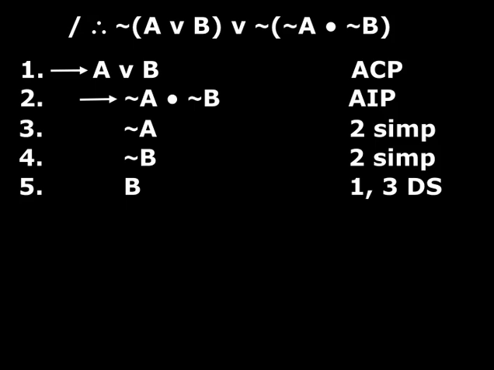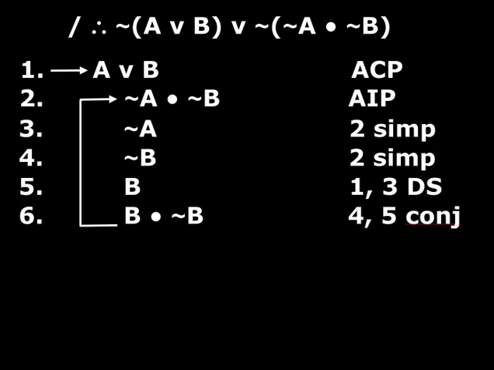Simplify off not A, simplify off not B. Then, because I have not A on line 3, not A is the negation of that first disjunct, I can get B, the other disjunct, by 1-3 disjunctive syllogism. Now I've got materials for an explicit contradiction. I've got B and not B. So I'm going to conjoin those from 4 and 5. Now there's my explicit contradiction. So I'm going to close my indirect proof. The next line has to be the negation of my AIP, which is that. That's what I wanted.